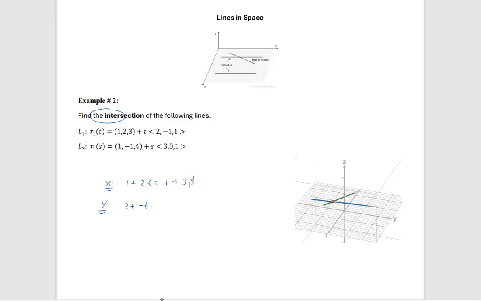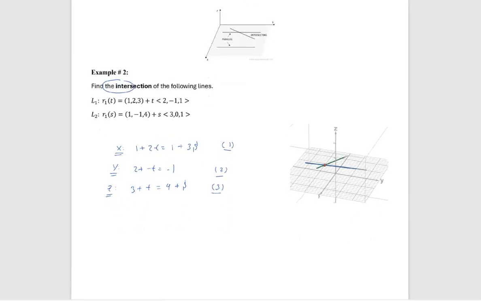And this is equal to, on the right hand side for the second line, you don't have an s vector, so just -1. And then your z coordinate, you would have 3 plus t. This is equal to 4 plus s. So we end up with a system of equations. Let me double check. Okay, so we end up with equation 1, equation 2, and equation 3.